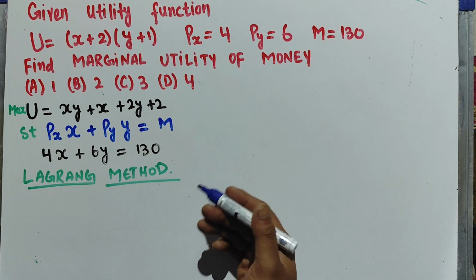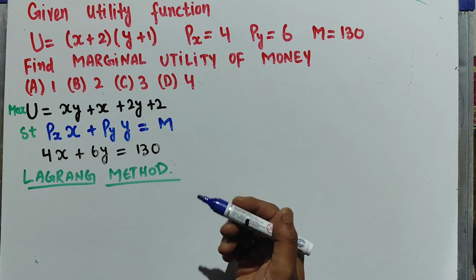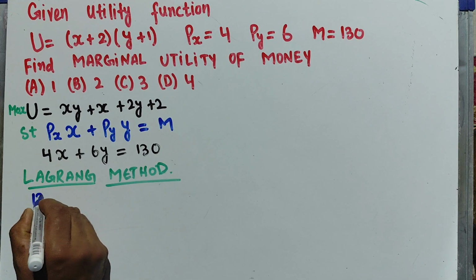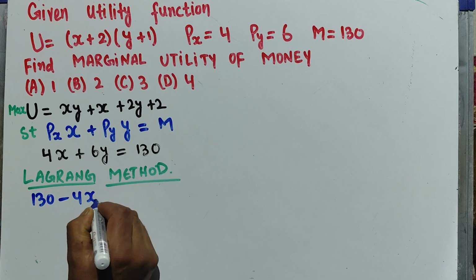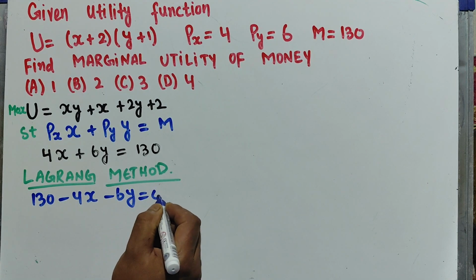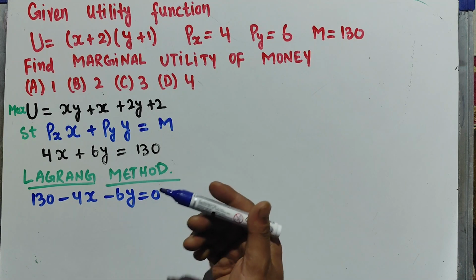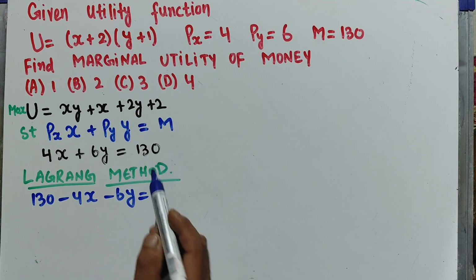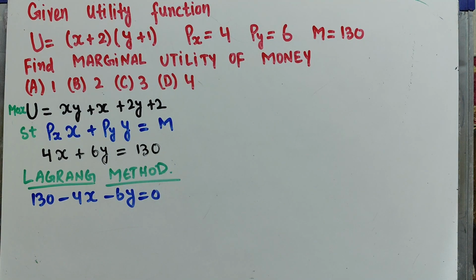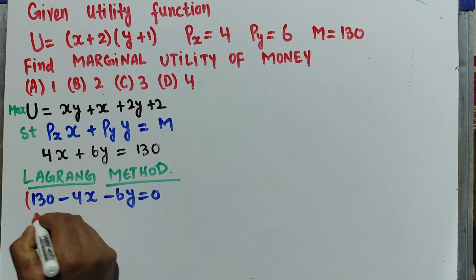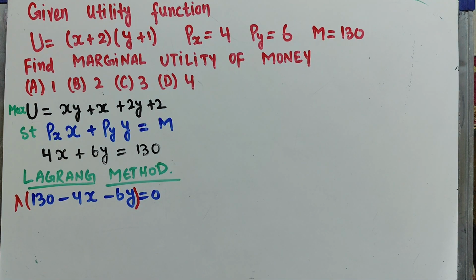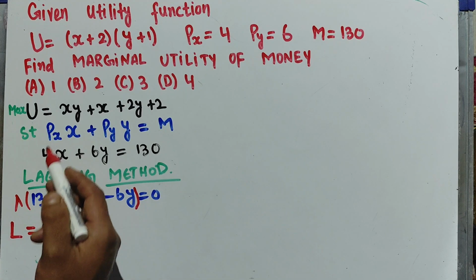Now to solve this question using Lagrange's method, first what we need to do, we need to rewrite the given budget constraint. We set this equal to 0, which implies 130 minus 4x minus 6y is equal to 0. So I have to form the Lagrange's function. For that I need to set the budget constraint equal to 0. That is the first step. Second step is to multiply this new budget constraint by lambda.